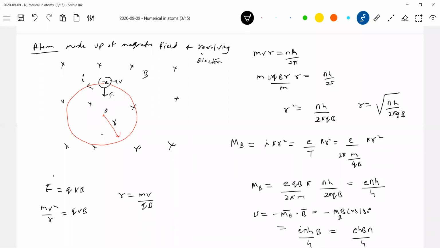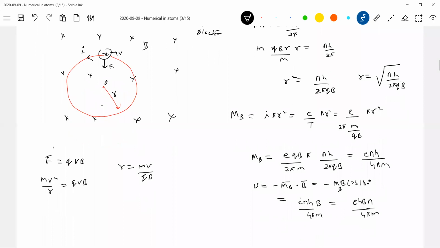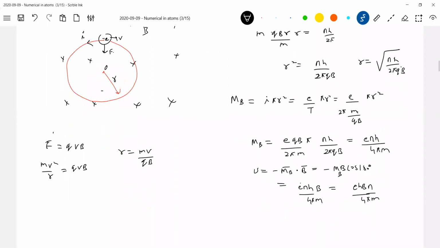Check the calculation once. I think it is 4 pi m. Okay, this one is 4 pi m. This is about the interaction potential. What is the total energy of the system? U plus K. So eHBN by 4 pi m, plus the kinetic energy.